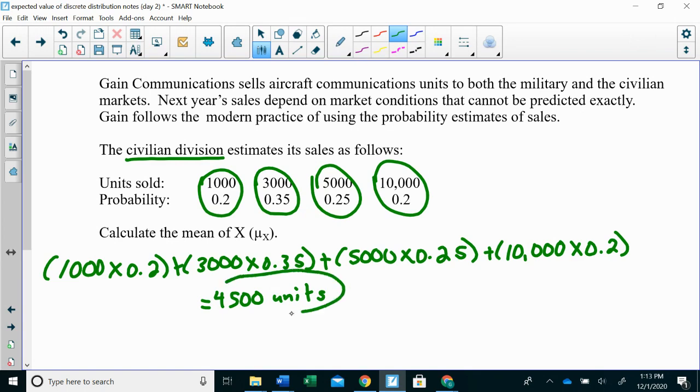So what does that mean in the context of this problem? That Gain Communications should, for next year, expect to sell about 4,500 units in the civilian market. Anything less than that, they're not meeting expectations. Anything more than that, then they are exceeding expectations. So this expected value, or this mean of X concept, gives companies an opportunity to create a legitimate expectation for their sales market and sales division.